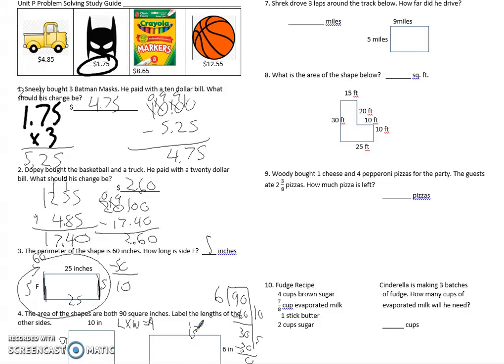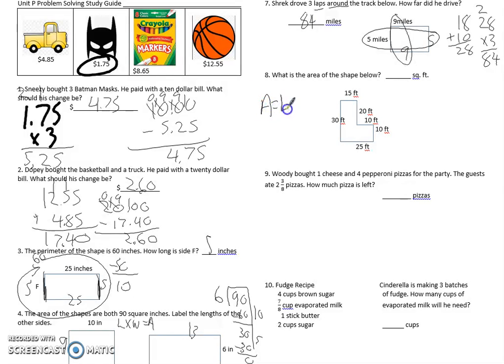Shrek drove 3 laps around the track below. How far did he drive? Since he's going around, and we have the word laps, that tells me it's perimeter. So the bottom's also 9. This side's 5. 9 and 9's 18. 5 and 5 is 10. Add them together, that's 28. And we're doing 3 laps, so 28 times 3. 24, carry my 2. 3 times 2 is 6, plus 2 is 8. 84 miles.